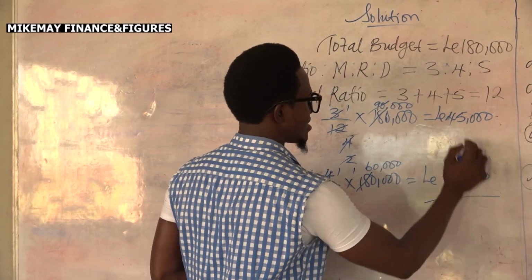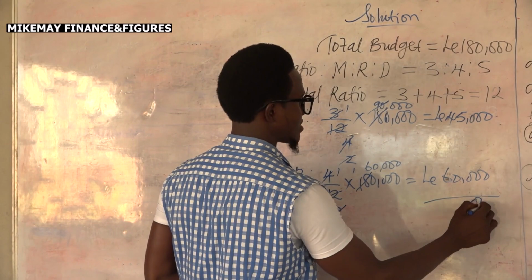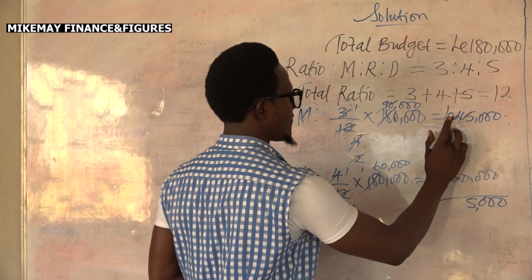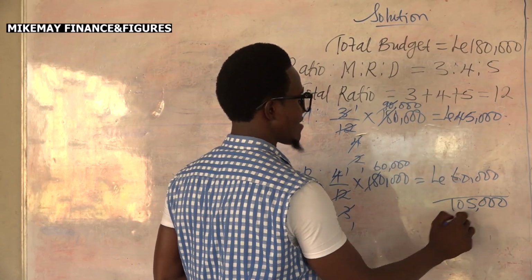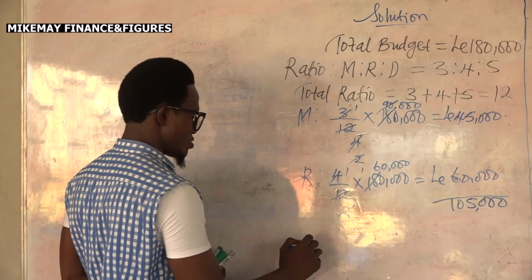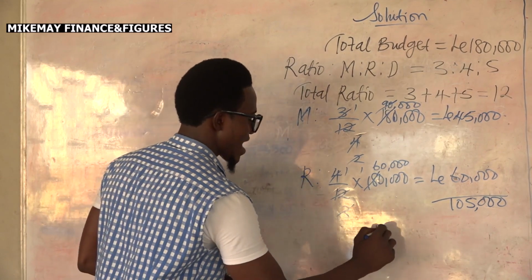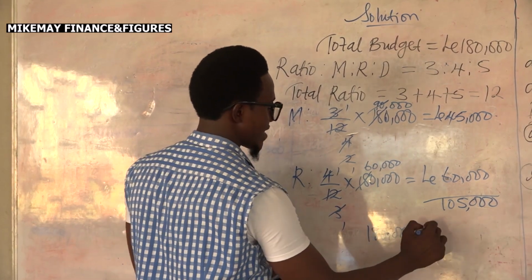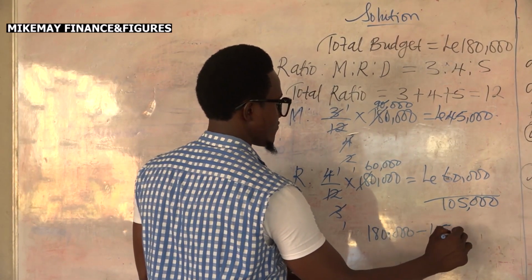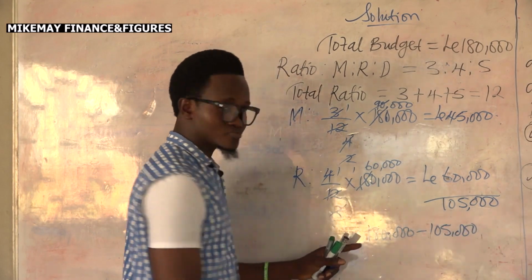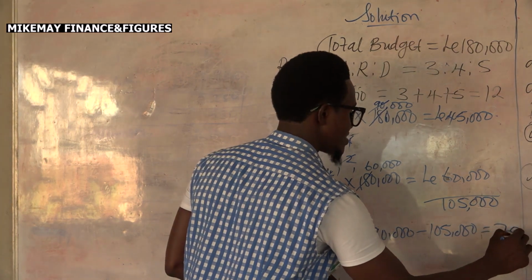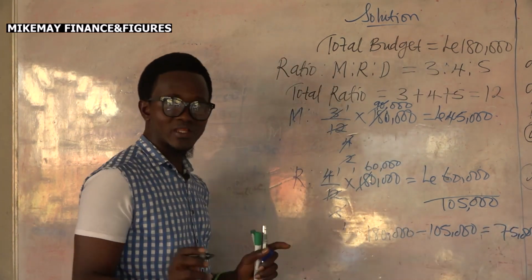Let's add. The total is, let's have 3 zeros here. 5 and 0 is 5. 4 and 6 is 10. So you have 105, all right? So we can take out 105 from 180. You can agree with me, it is 75,000. That is method 1.